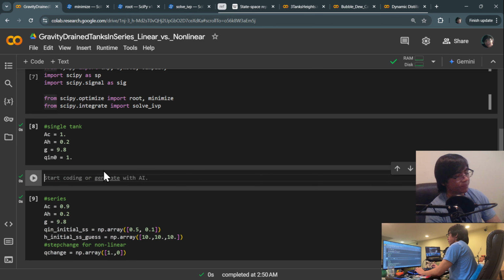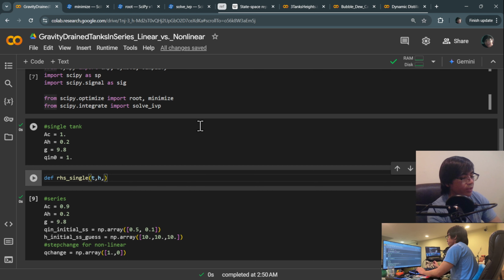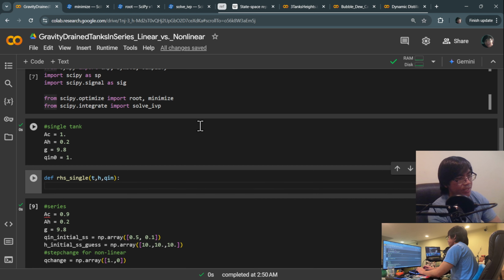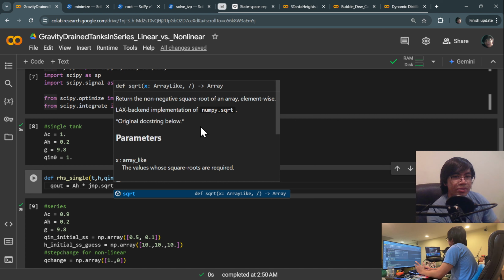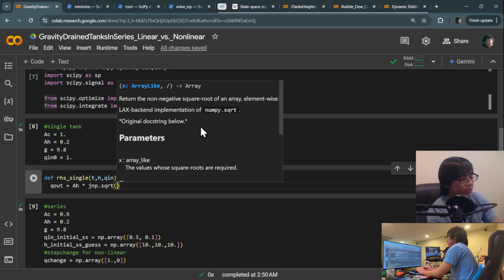Okay, let's start with our single tank. So I don't know if we want to call this right-hand single maybe. So define our function. Why not? And we had our time. If it's just a single tank, we have 1 height and then 1 inlet. I'm kind of repeating our single tank that we did before. And we're defining our Q out as we normally do. It's the area of the hole times, and I'll use jnp so the matrices work, so jnp square root, remember jnp is equivalent to np square root, 2 times g times h.